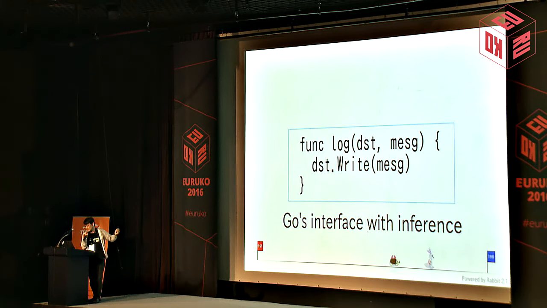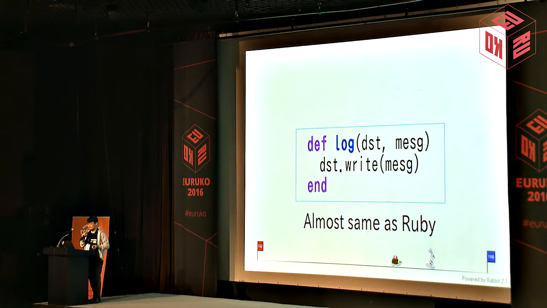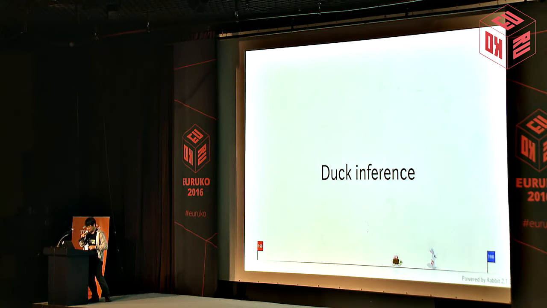You can have inference of the types of these two arguments from the code. That looks almost the same as Ruby, right? So I call those kinds of type inference in Ruby a duck inference.